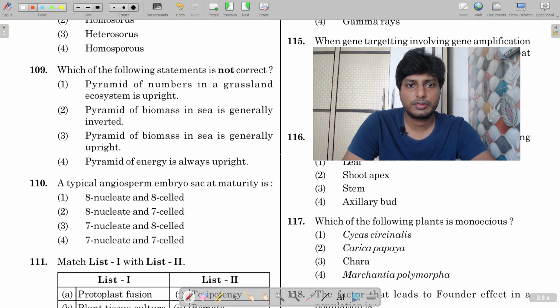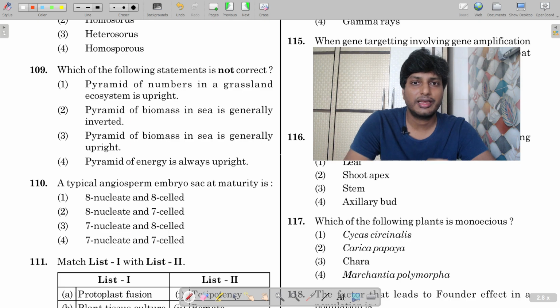Which of the following statements is not correct? Pyramid of numbers in a grassland ecosystem is upright. Pyramid of biomass in sea is generally inverted. Pyramid of biomass in sea is generally upright. And pyramid of energy is always upright.